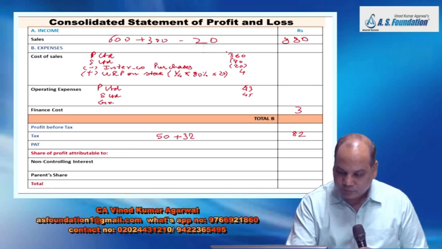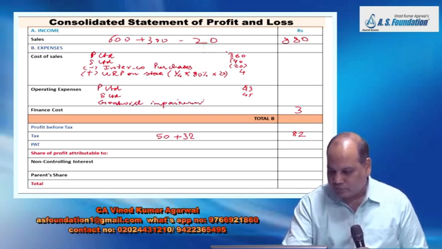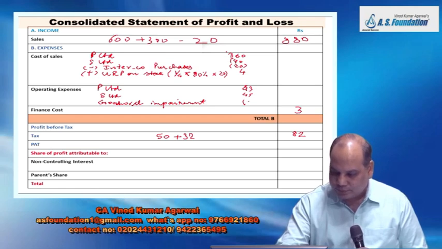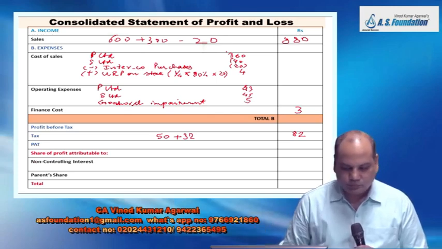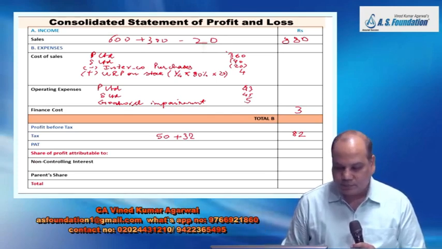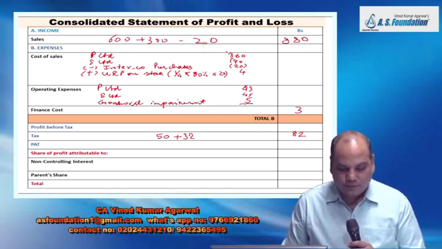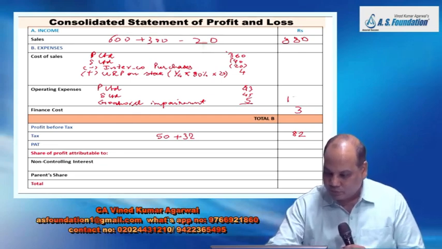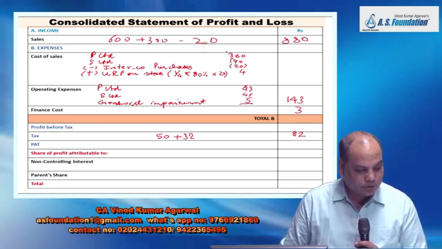Where they have asked us to take goodwill impairment? Operating cost. So goodwill impairment. How much is this? 5. So write 5. That also you will add in operating cost. Goodwill impairment 5. This total you can do now. 93 plus 45 plus 5. 143.